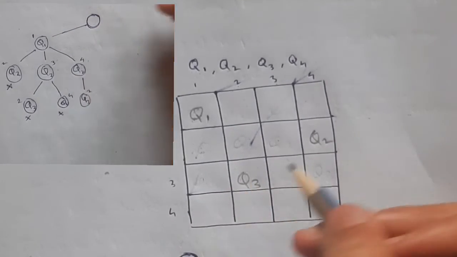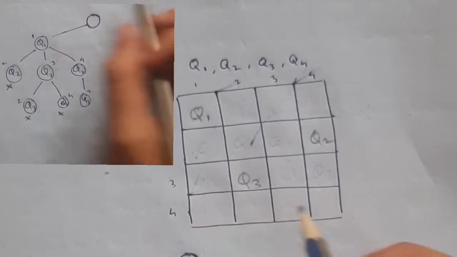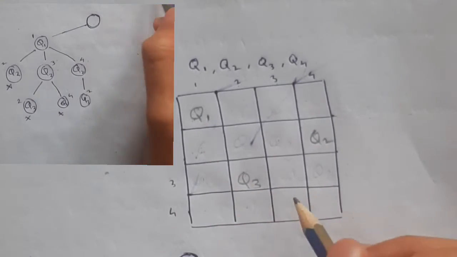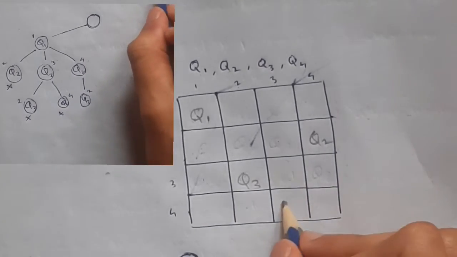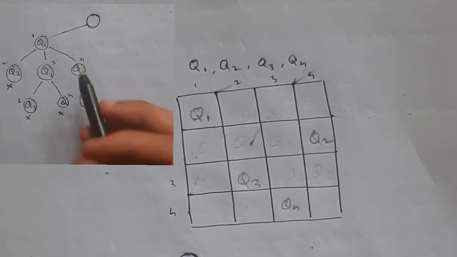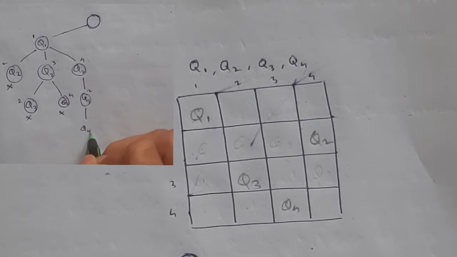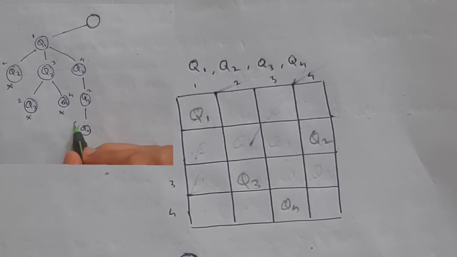We'll move on to Q4. Q4 can be placed here? No. It can be placed here? No. It can be placed here? Yes, it can be placed. So I'll be placing Q4 here. So from here I'll be placing Q4 at column 3.